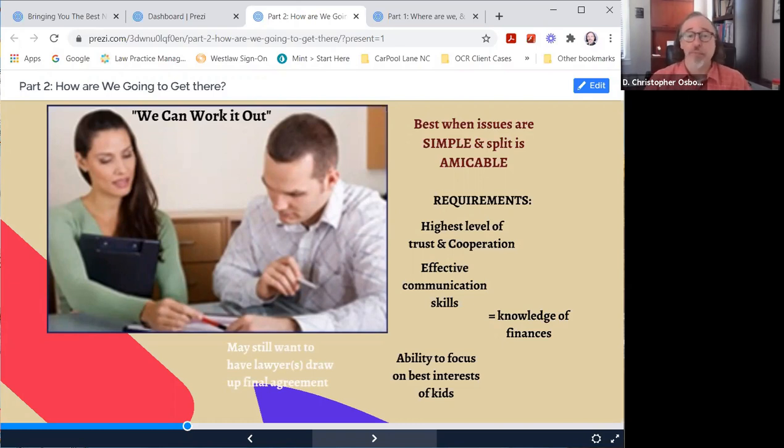And even if it's an amicable agreement, you're trying to plan not just for the immediate future, but also for things that may have impact down the road. There also may be court orders necessary.